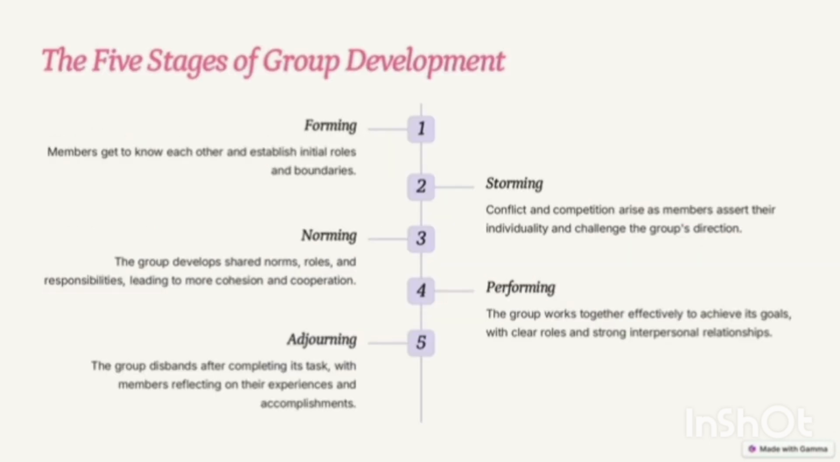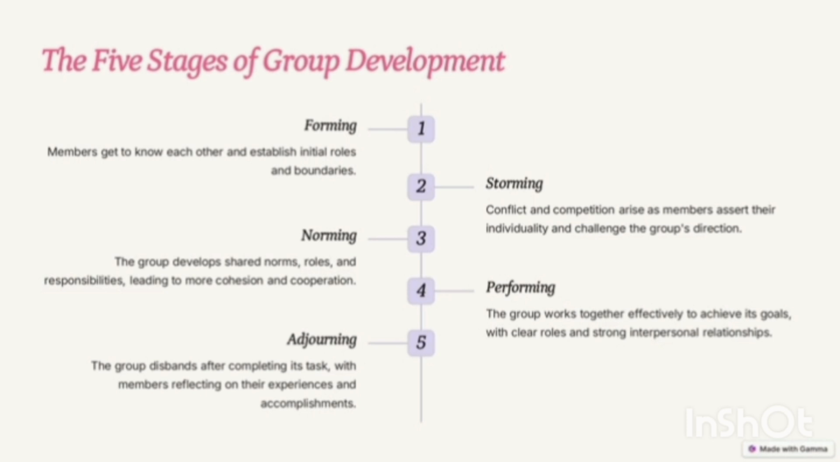Next are the 5 stages of group development. Groups typically evolve through 5 stages as proposed by Bruce Tuckman. First is forming. Members get acquainted, establish ground rules, and define their roles. Trust is minimal, and members may be anxious. Storming. Conflicts may arise as individuals assert their opinions and vie for position. This stage is crucial for growth.